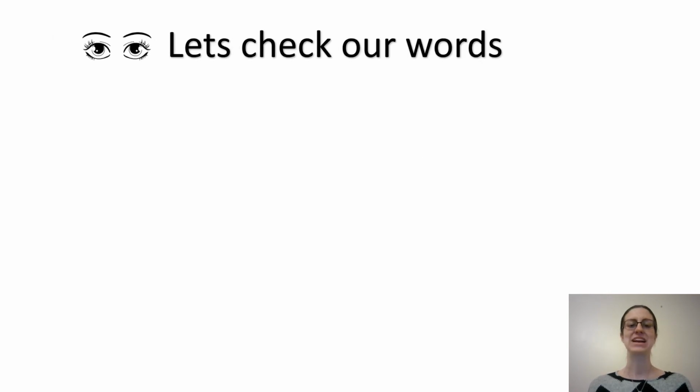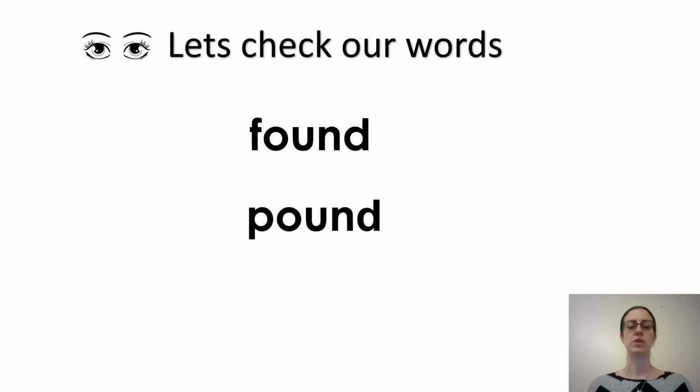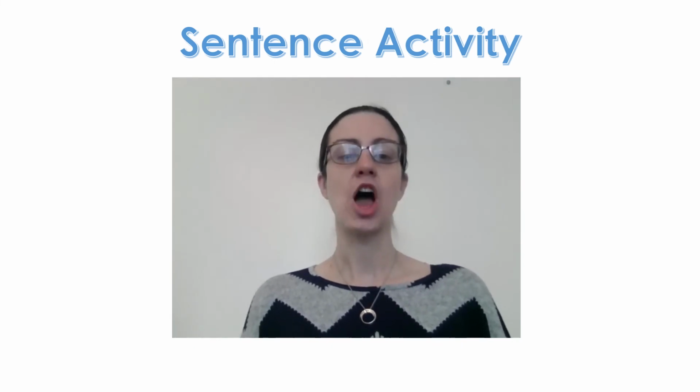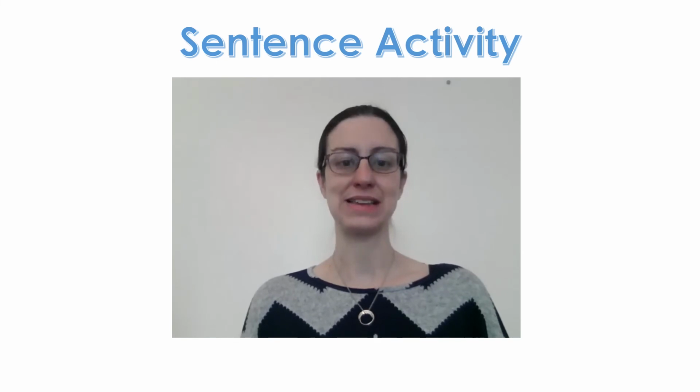Now we're going to use our magnet eyes to help us look carefully. Let's check our words. The first word was found. The next word was pound. And the final word was count. Well done. Did you get them all right? Now we're going to do our sentence activity. I'm going to say a sentence which includes words with our focus ow sounds. Some of these words you've already written.